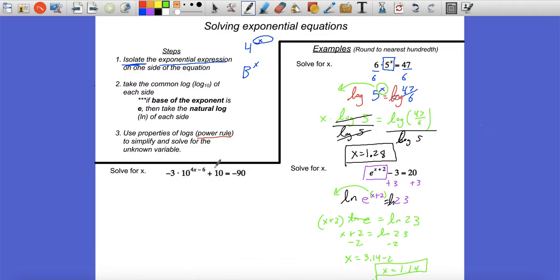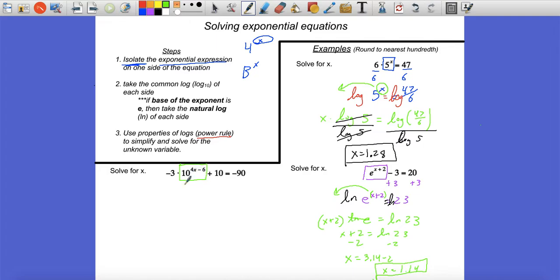All right, finally, we're solving for x here. This one's a little more complicated, but still the same idea. It's all about isolating this exponential expression right here. So this is negative 3 times something plus 10 equals negative 90. We're trying to isolate what's in the green box there.